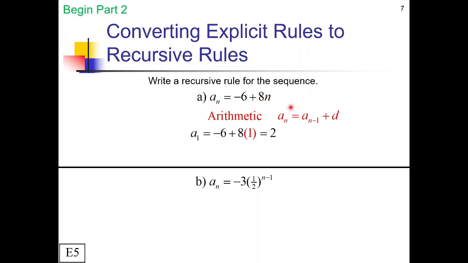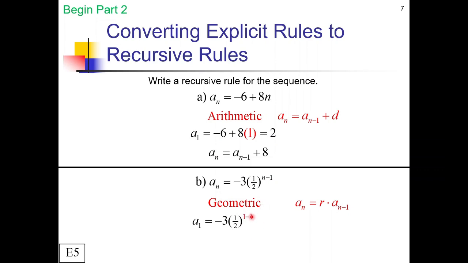So we can then write our recursive rule as a sub n equals a sub n minus 1 plus 8. All right, let's take a look at part B now. This one, because of the exponential term, you might recognize that this is a geometric sequence. So the recursive geometric formula, again, that was r times a sub n minus 1. And we do need, again, to get the a sub 1 out of this. So just plug in 1 for n in the formula that they've given us.